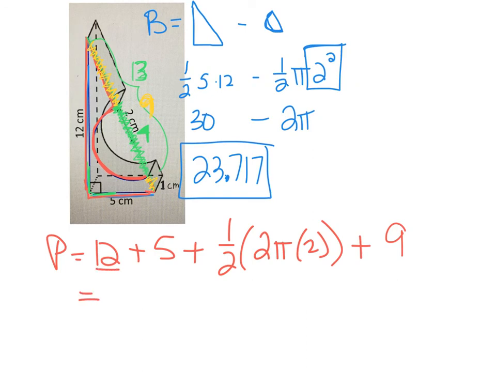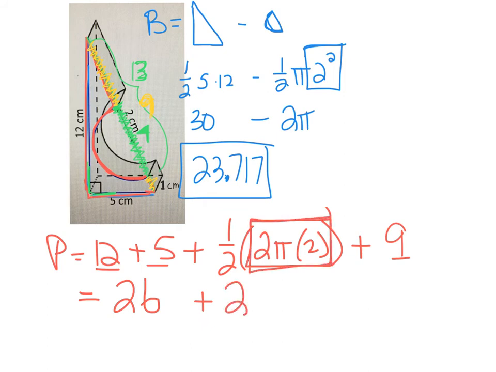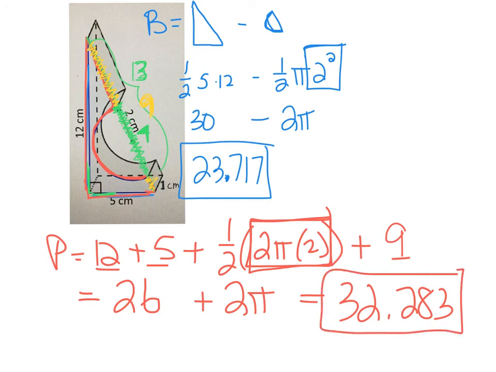Okay, so let's see. 12 plus 5 is 17. 17 and 9 is 26. Plus this is 4 pi. Half of 4 pi is 2 pi. So my calculator says 26 plus 2 pi is 32.283. Okay, and this is going to be the P for my formula.